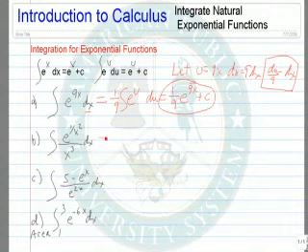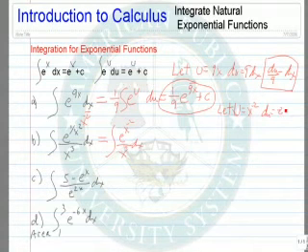Suppose we had a little messier integral to find. Here, integral of e to the 1 over x squared over x cubed. We can rewrite x squared in the denominator as x to the negative 2. So we now have the integral of e to the x to the negative 2 power over x cubed dx. Let's let u equal x to the negative 2. du equals negative 2 x to the negative 3 dx.